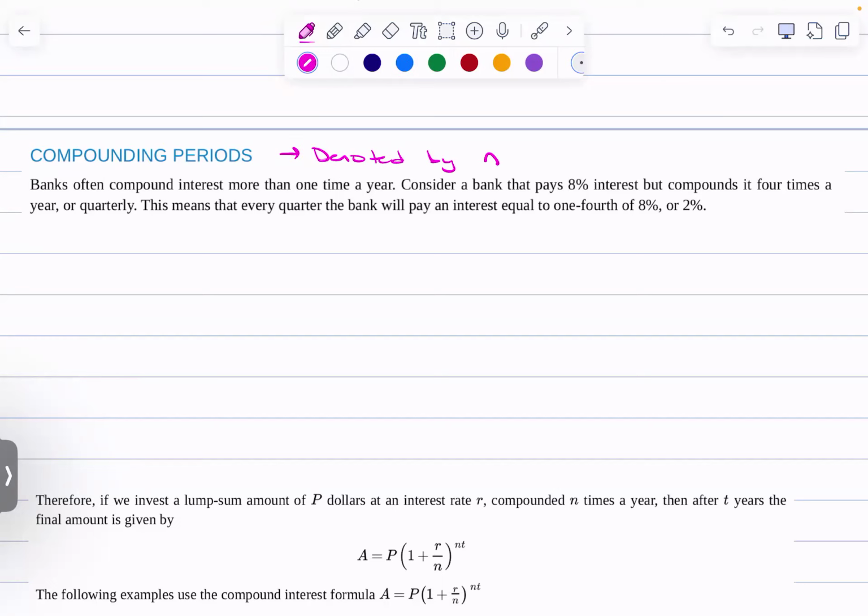And so banks often compound interest more than one time a year. If we have a bank that pays 8% interest, but compounds it 4 times a year, or quarterly, this means that every quarter the bank will pay interest of a quarter of 8%, or 2%. So you take that 8%, which is for the year, and you split it up into the quarters. So you don't get 8% every quarter. You only get 2% until you've built up to the 8%.